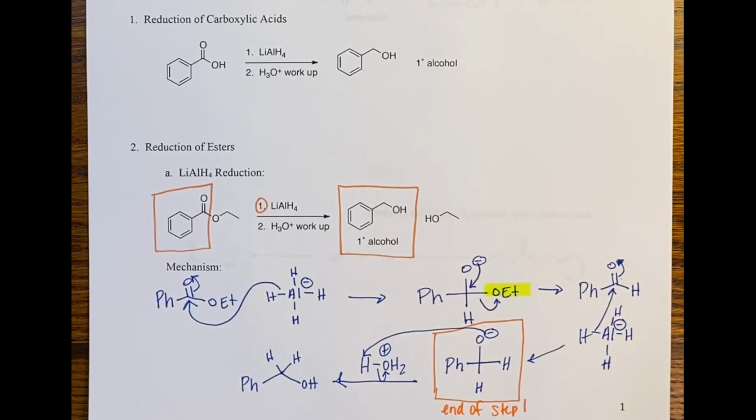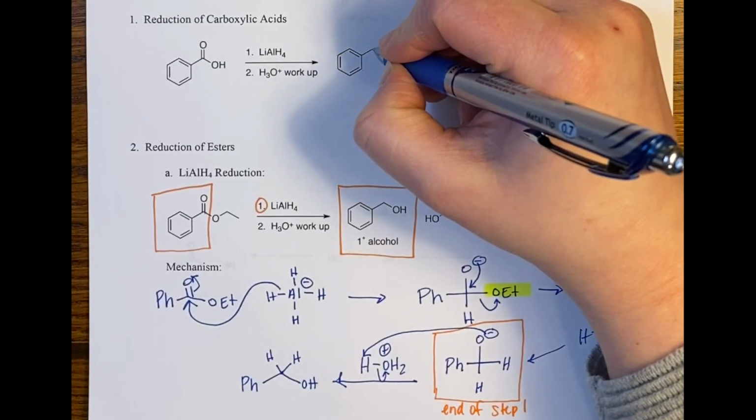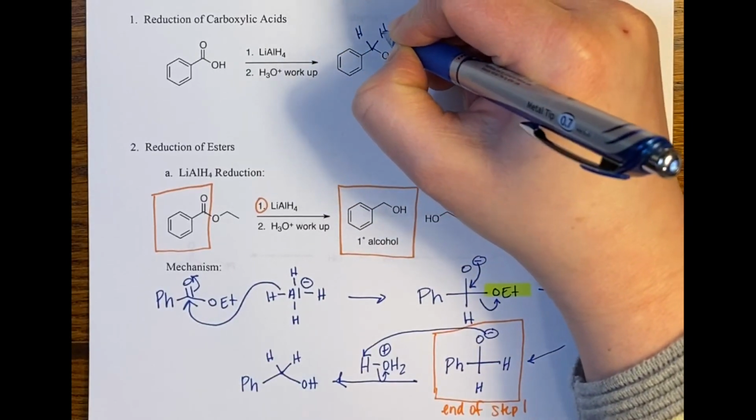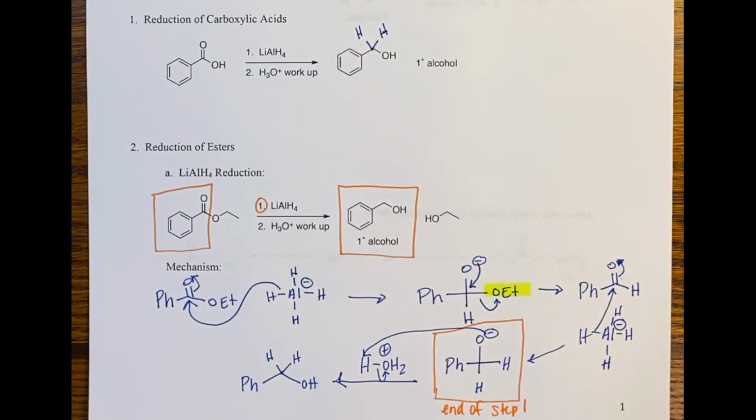So overall, from start to finish, if I treat my carboxylic acid with lithium aluminum hydride, followed by an acid workup, I will do a very similar reaction to what I did below for the esters. That is that I will introduce 2 equivalents of H-, and I will make a primary alcohol out of my reaction.